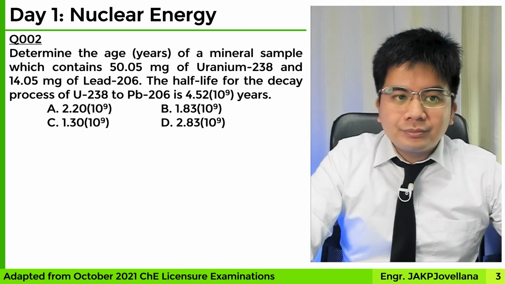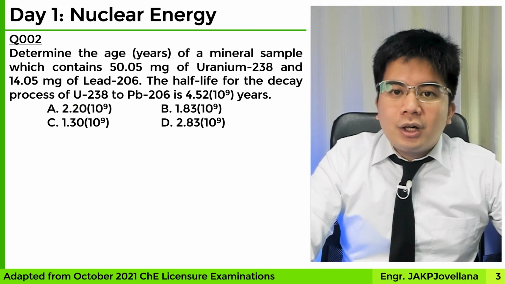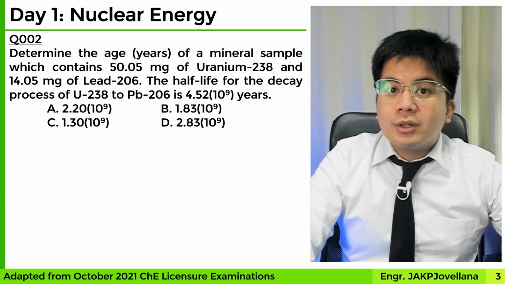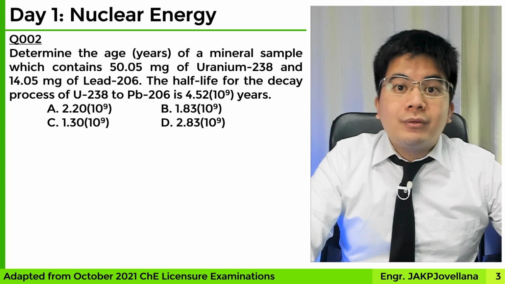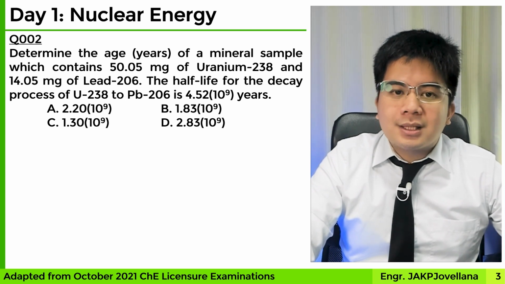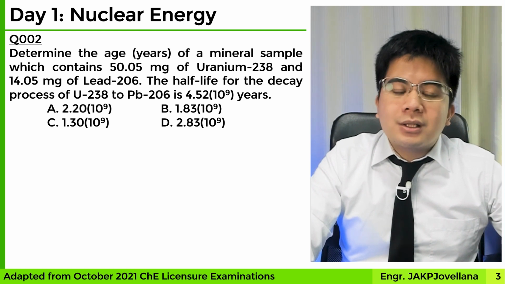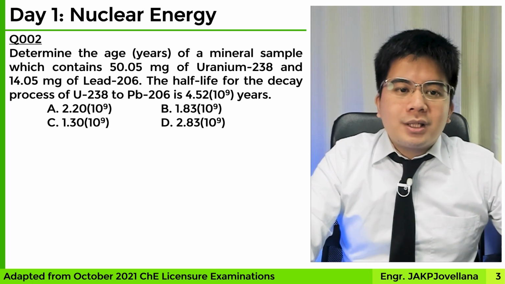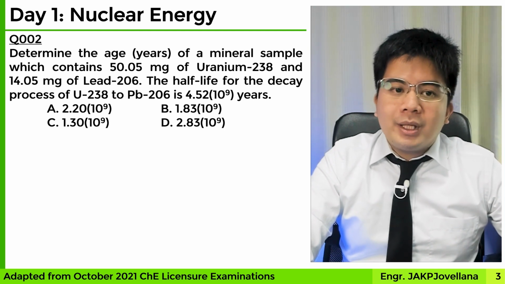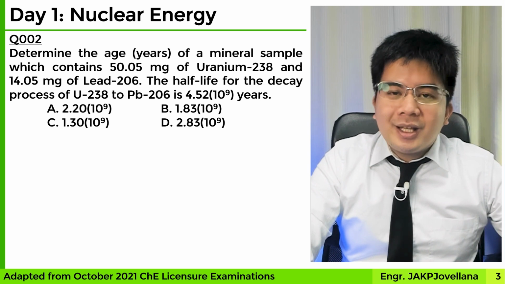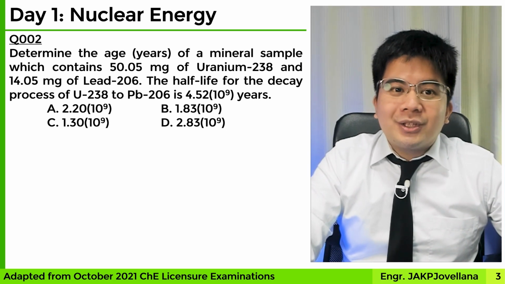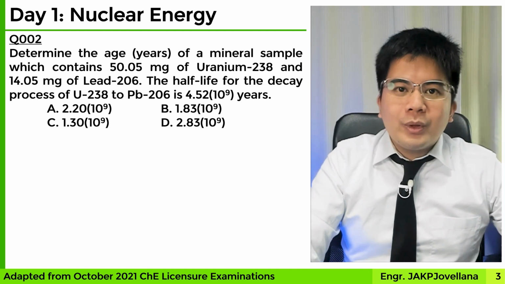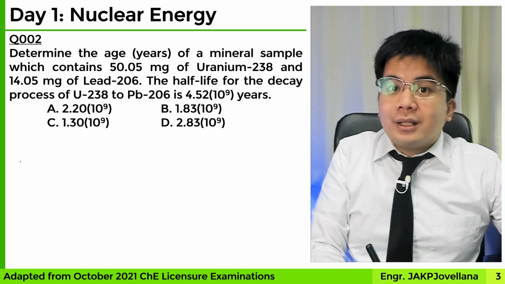For the second question, determine the age in years of a mineral sample which contains 50.05 milligrams of uranium-238 and 14.05 milligrams of lead-206. The half-life for the decay process of uranium-238 to lead-206 is 4.52 times 10 to the 9 or 4.52 billion years. The choices are letter A, 2.20 billion years, letter B, 1.83 billion years, letter C, 1.30 billion years, and letter D, 2.83 billion years. We can use a similar equation to calculate this age.